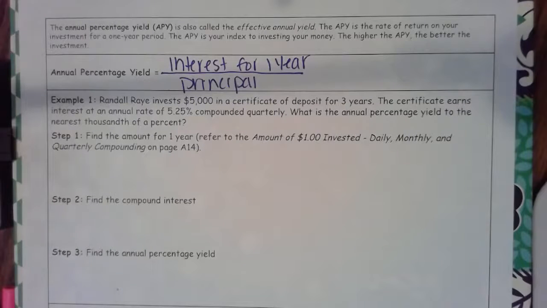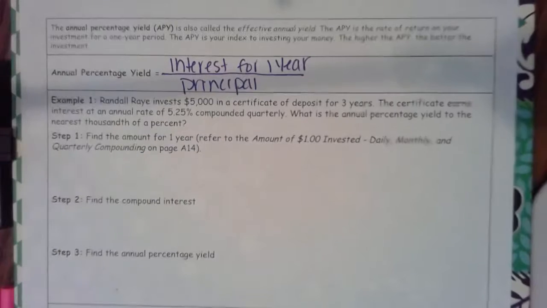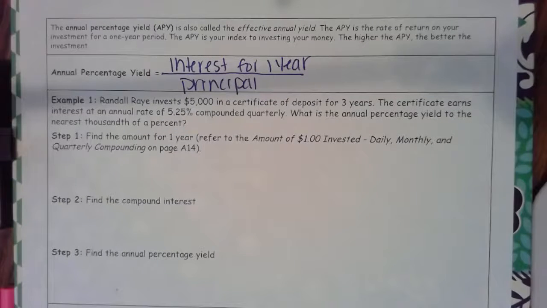Alright, continuing on into section 2 of chapter 12, annual percentage yield. So your annual percentage yield, also abbreviated as your APY, is also called the effective annual yield. The APY is the rate of return on your investment for a 1-year period. The higher the APY, the better the investment.